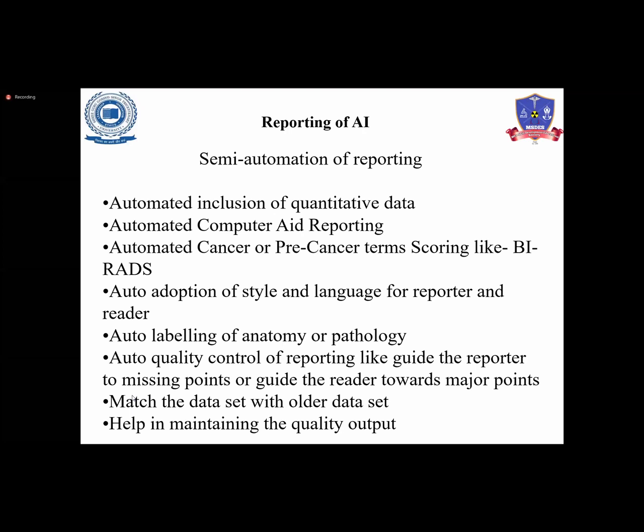And the auto quality control of reporting, like guiding the reporter to missing points or guiding the readers towards the major points. Like if the radiologist misses any point, definitely the system will help to highlight these missing points to have a look if there's some kind of pathology over there. And also it will highlight the major points which the clinician has to look at. It also matches the data set with the older data set, and definitely it's going to help to maintain the quality output.